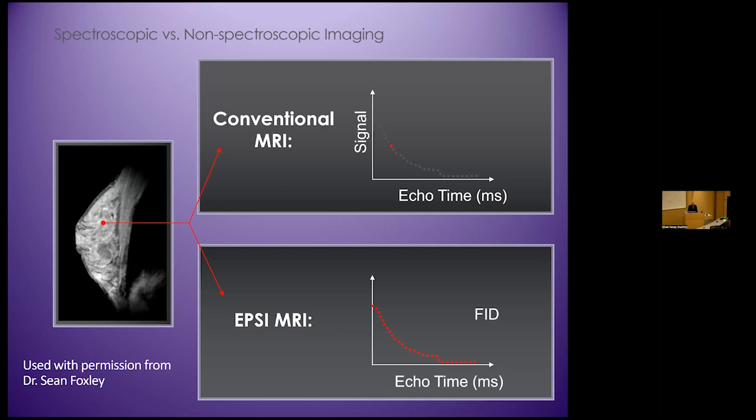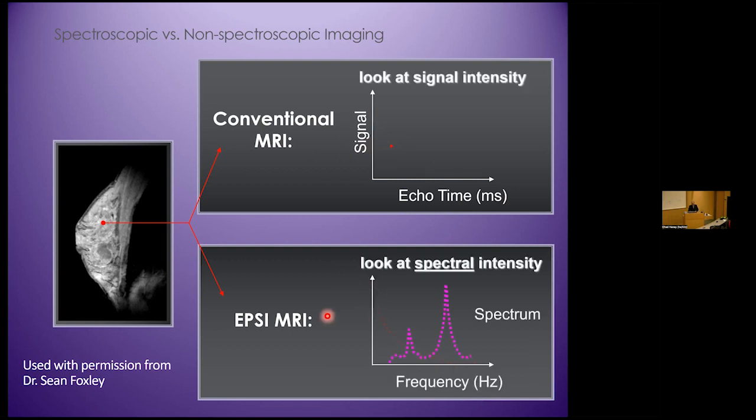So in conventional MRI, you record this one point on the free induction decay. So remember, I was showing in the cartoon when you have the magnetic field and you pulse it with a radio frequency. As the spins go back to equilibrium, this is called the free induction decay, and it's dependent on the echo time. So conventional MRI, you collect just one point. With EPSI, you collect all of these, and that allows you to get a spectrum for each voxel and not just this single data point.